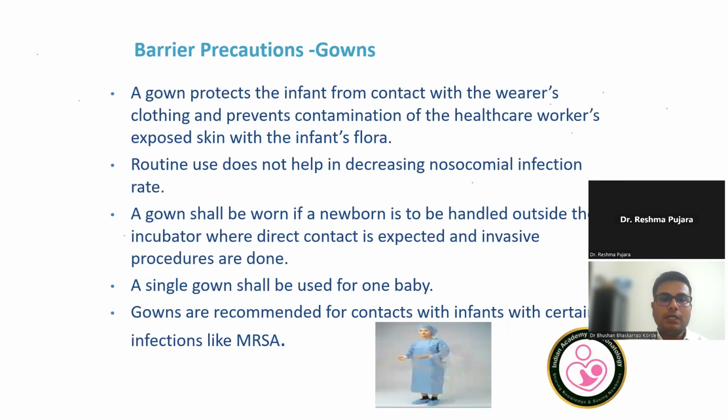And for barrier precautions like a gown, a gown protects an infant from contact with the wearer's clothing and prevents contamination from the healthcare worker's affected skin to infants. Routine use does not help in decreasing the nosocomial infection rate. A gown shall be worn if the newborn is to be handled outside the incubator, where direct contact is involved and invasive procedures are done. A single gown should be used for one baby. You should not use the same gown for one baby and then for another baby. That is not going to help. It will only transmit the infection.